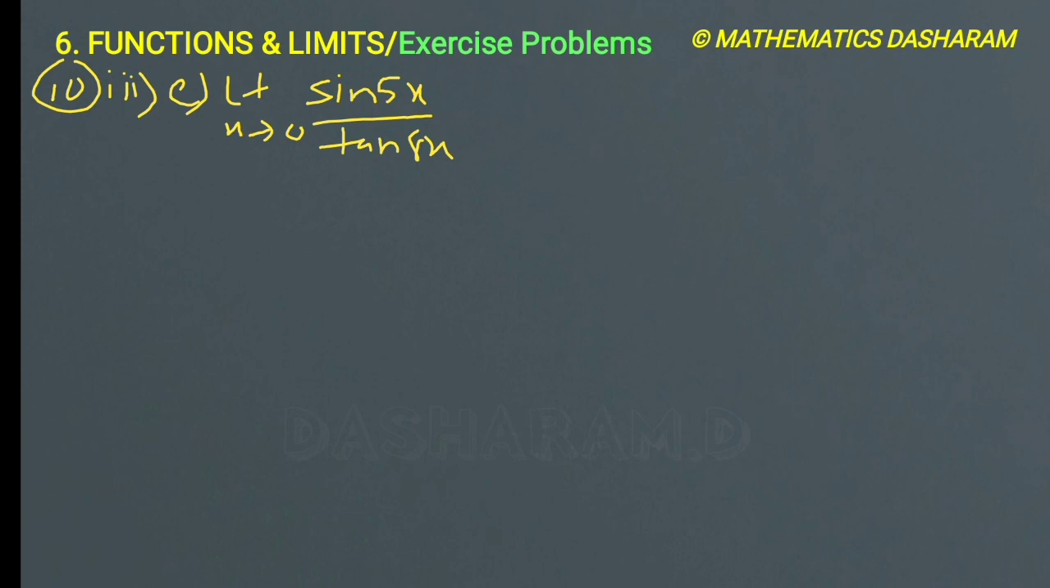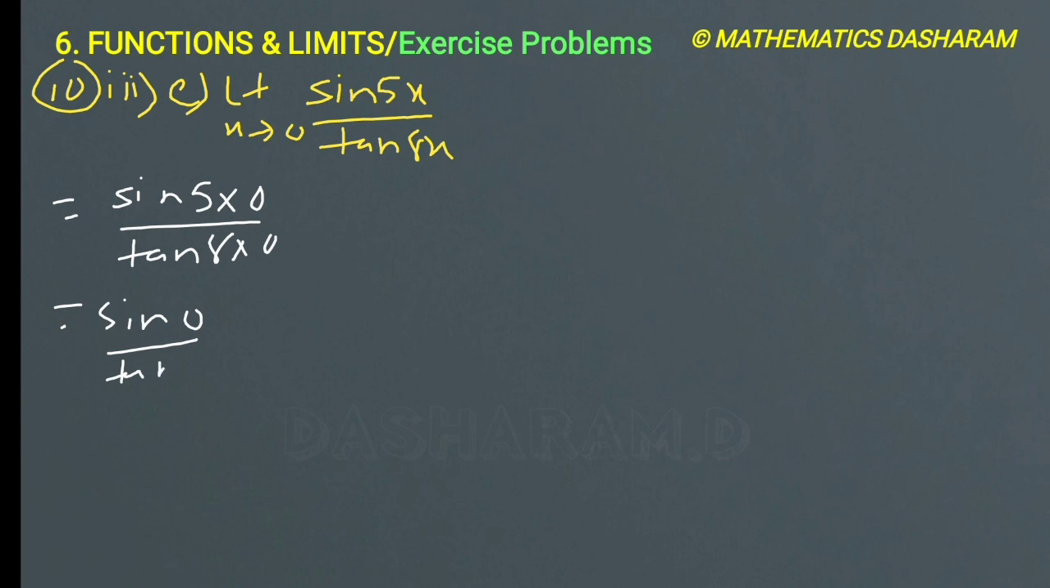Question number E, limit x tends to 0, sin 5x divided by tan 8x. Substitute x equals 0. So sin 5 into 0 divided by tan 8 into 0. So 5 into 0 is 0 and 8 into 0 is 0. Sin 0 is 0, tan 0 is 0. So then it is indeterminate form.